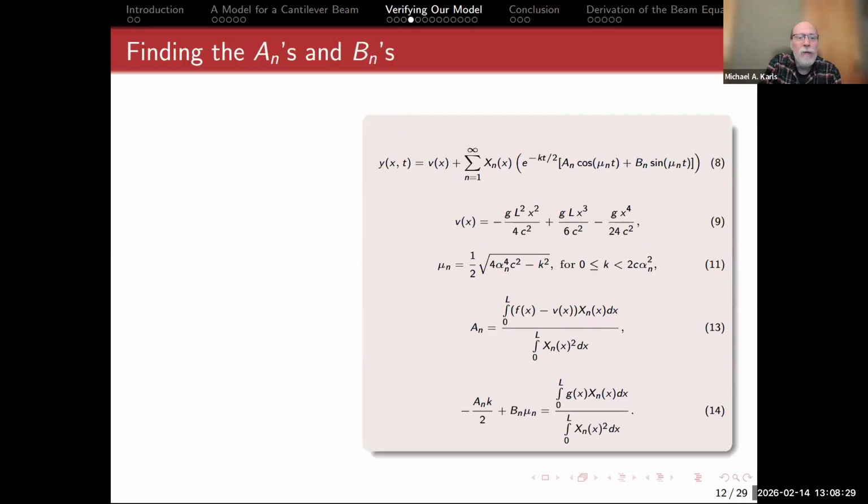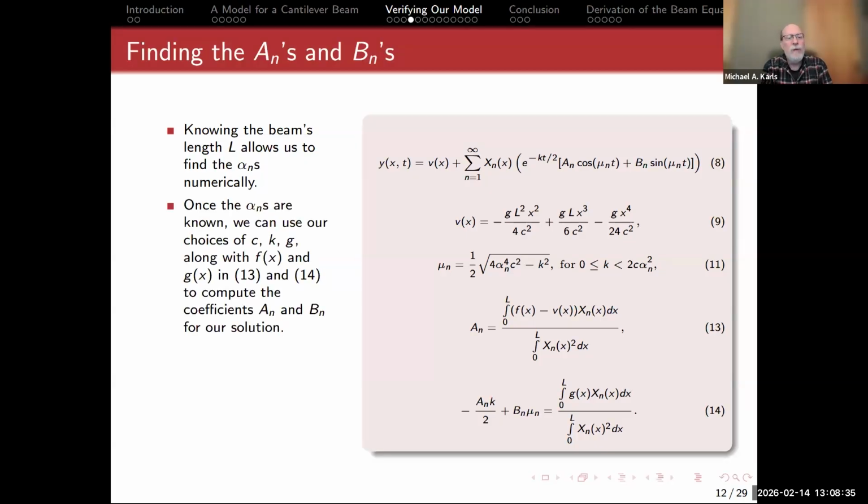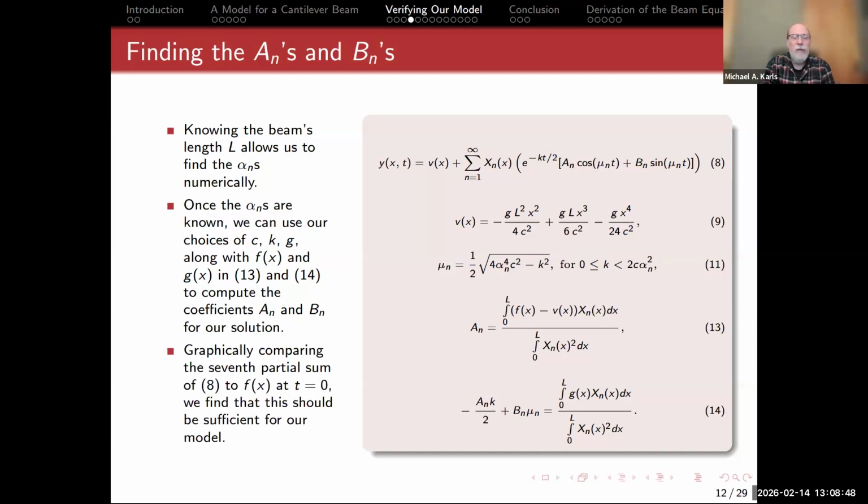Okay, so here's our model again. We know the beam's length L, and then we can compute the alpha sub n's numerically. Once the alpha sub n's are known, we can use our choices of C, K, G along with f of x and g of x in 13 and 14 to compute the coefficients A sub n and B sub n for our solution. Graphically comparing the seventh partial sum of our solution 8 to our initial displacement f of x at time t equals 0, we find that this should be sufficient for our model.